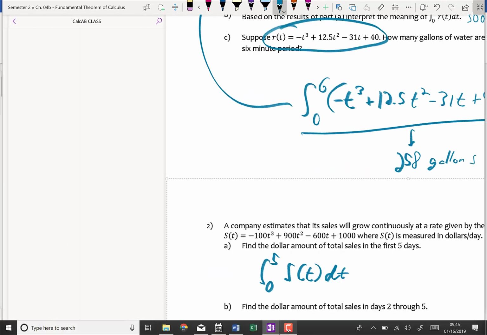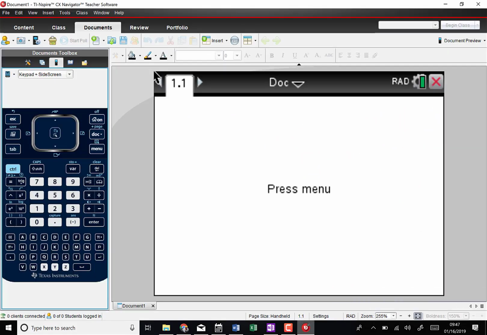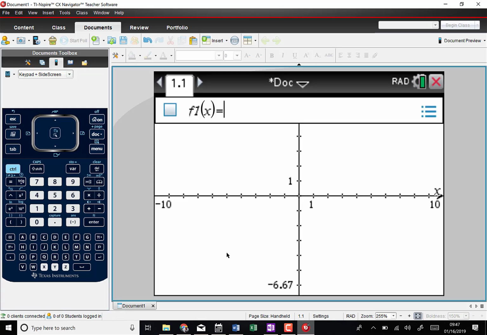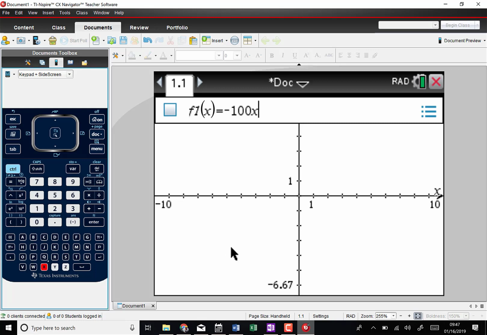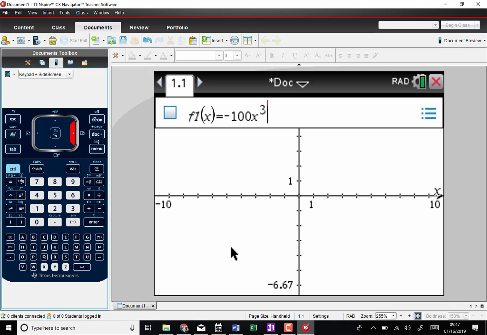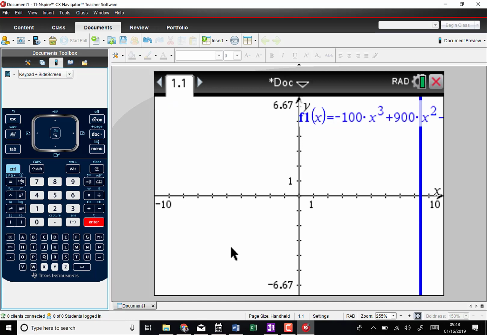Now, I am going to take a second, pause the video, and open up the calculator. Your guys' most efficient means of doing this is actually to go back to the menu and put a graph in. And a graph, so f1 of x is equal to negative 100 x to the third plus 900x squared minus 600x plus 1,000. And I don't really care that the graph is centered or looks good.